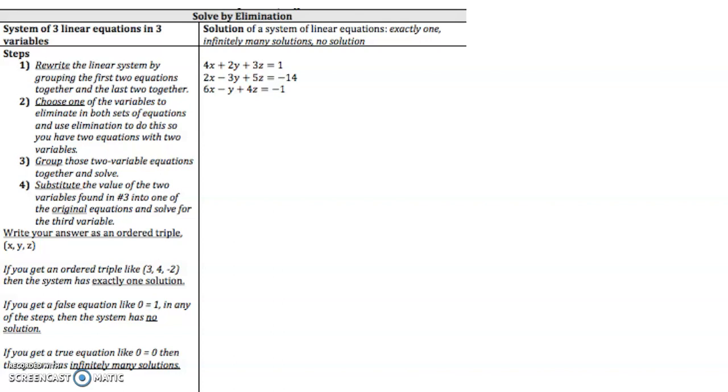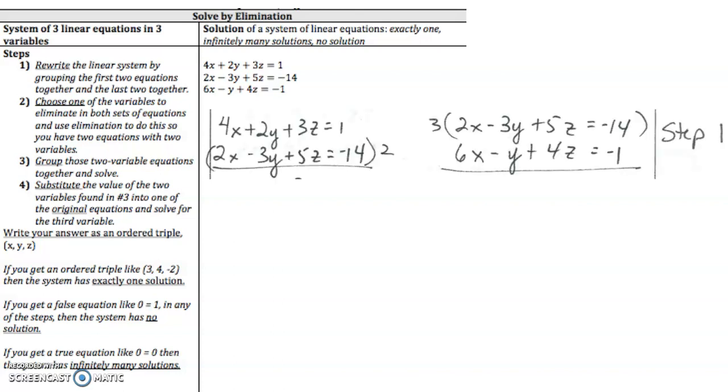The first thing we're going to do, solving by elimination, is we're going to rewrite the linear system by grouping the first two equations together and the last two equations together. Then we're going to choose one variable to eliminate in both sets of the equations. If it's not the same variable in each set of equations, then it will not work. So I'm going to choose to eliminate the x. So I'm multiplying the second equation on the left by 2 and the top equation on the right by 3.